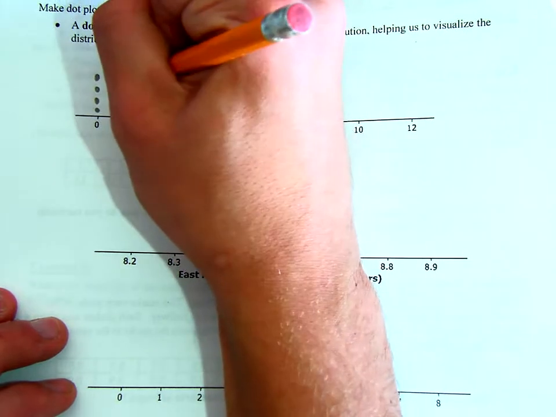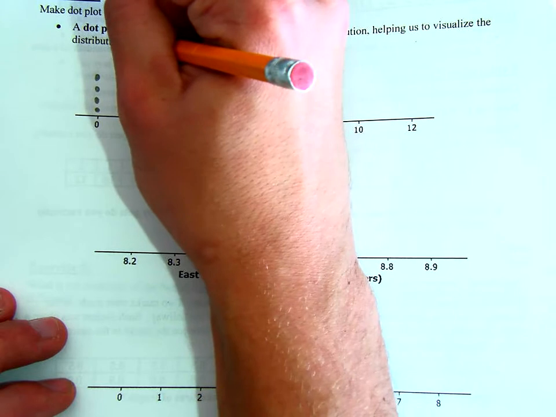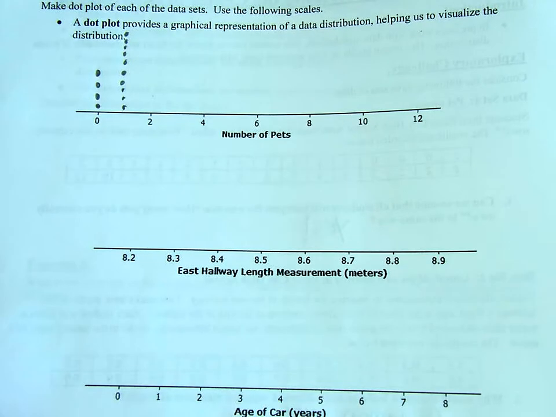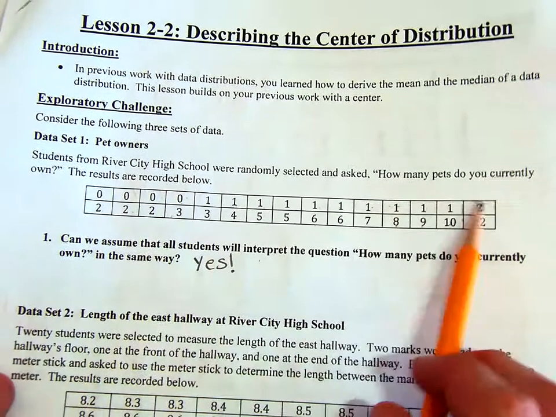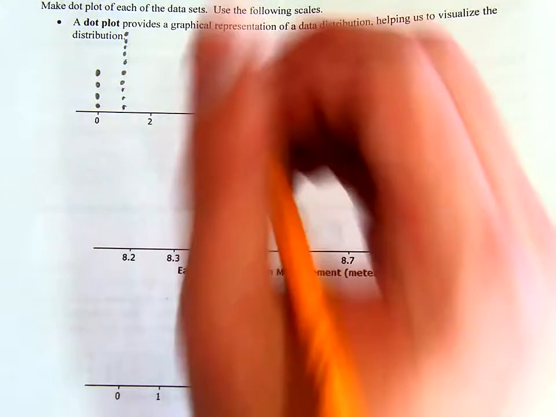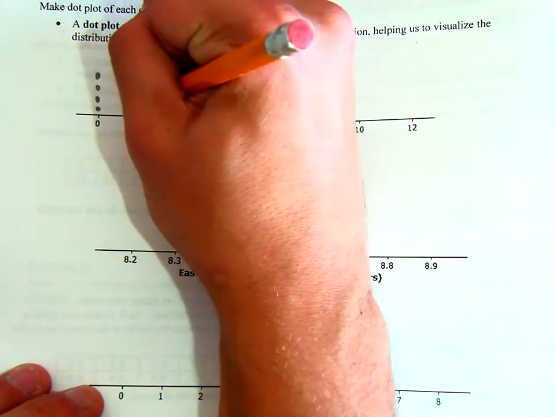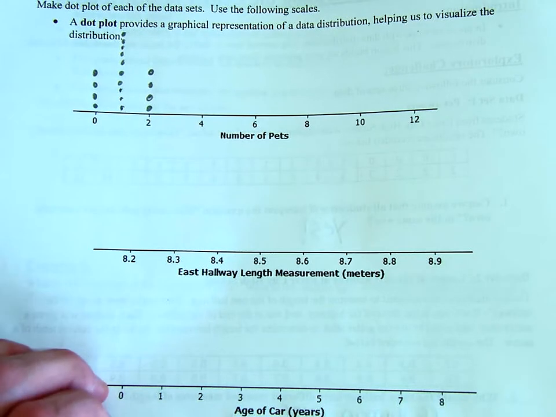So we have 1, 2, 3, 4, 5, 6, 7, 8, 9, 10. And then if we look at how many there are of 2, there's 1, 2, 3, 4 twos. So on this one, I'm going to put 4 dots at 2: 1, 2, 3, 4.